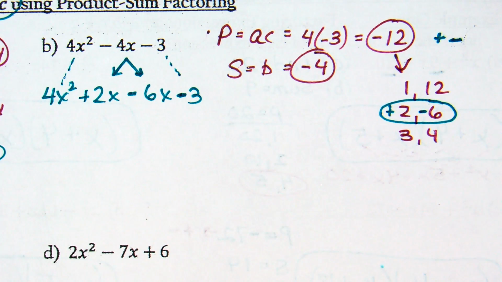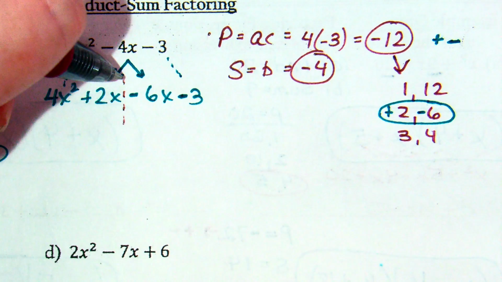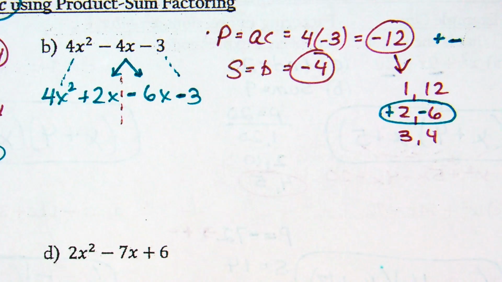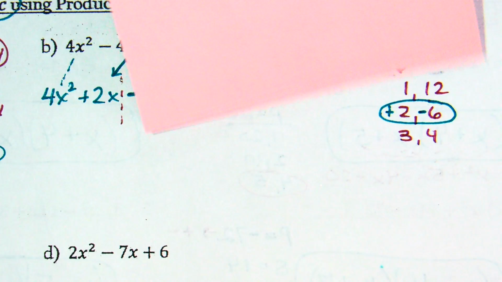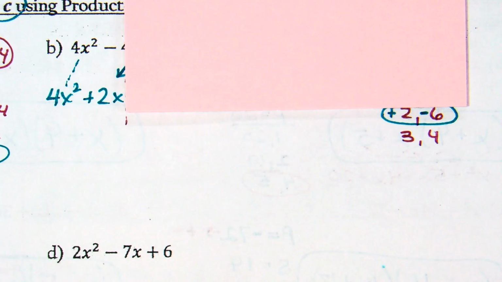Split it in half. And then just look at that one side, right? Not that you have to cover it up, but I'm trying to make the point here. I don't care about the rest of that. 4x squared and 2x. GCF. They both divide by 2, and they both divide by x. Your first GCF will always include an x, guys. Always. Plan on it. If it doesn't, you've made a mistake.